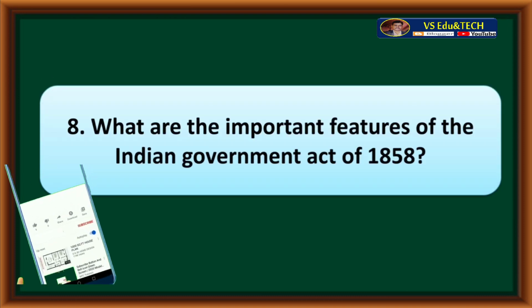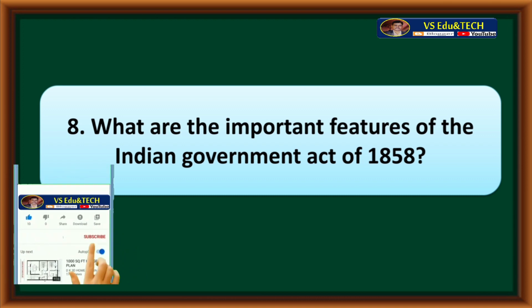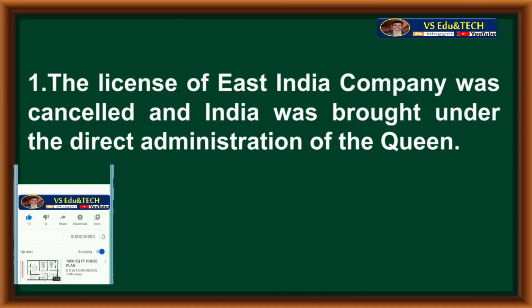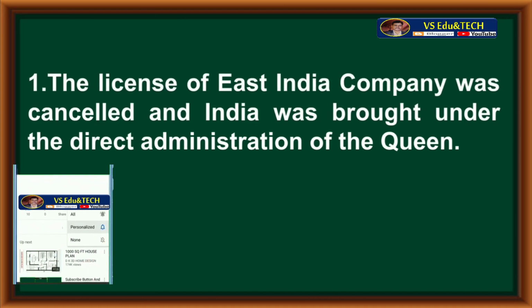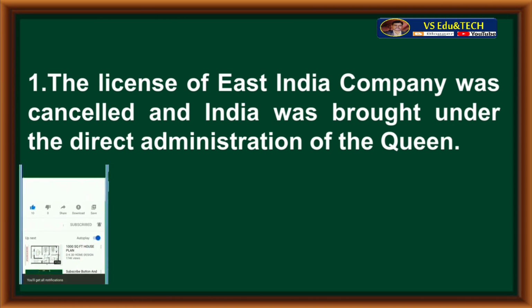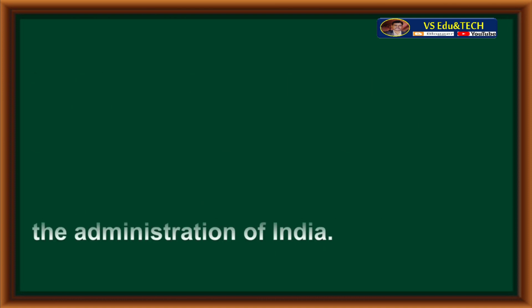What are the important features of the Indian Government Act of 1858? The license of East India Company was cancelled and India was brought under the direct administration of the Queen. The post of Governor General was changed into Viceroy. Lord Canning became the first Viceroy of India.